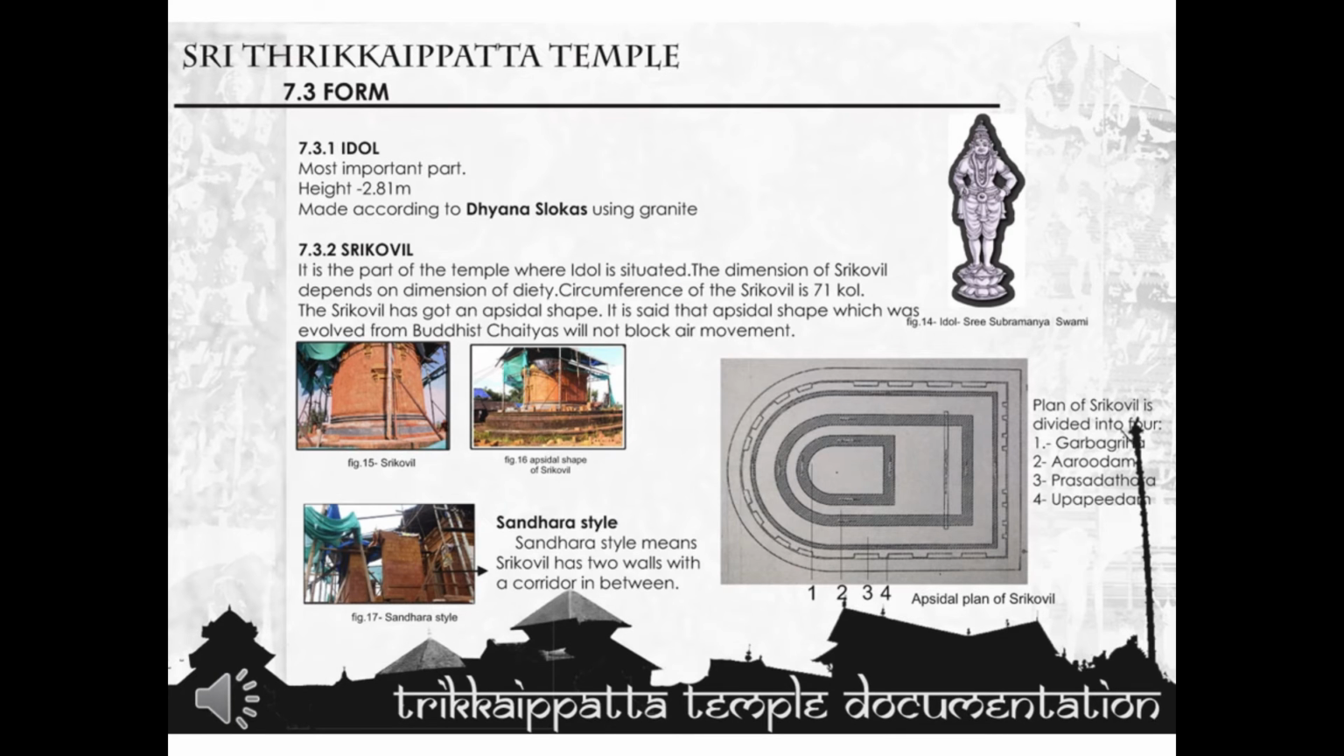The idol, it is the most important part. The height of the idol in Sri Trikapeta temple is 2.81 meter. It is made according to Dhyana slokas using granite.